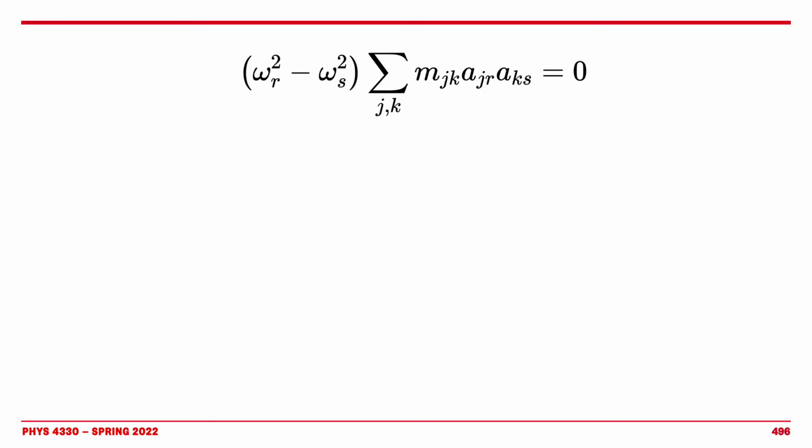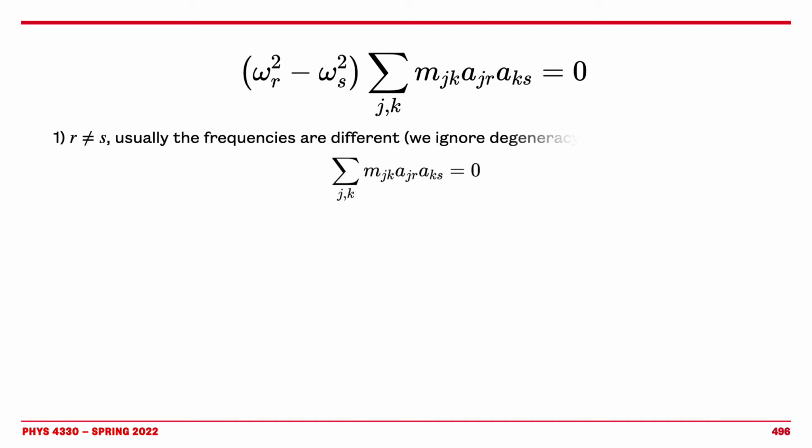If R is not equal to S, and we will suppose that the frequencies are not degenerate, so they are not the same, then omega R is different from omega S. In that case, the only way for this equation on the top to be equal to 0 is for the sum to be equal to 0, since the prefactor is not equal to 0. So basically that already proved half of what I wanted to solve: if R is different from S, the A's are orthogonal.